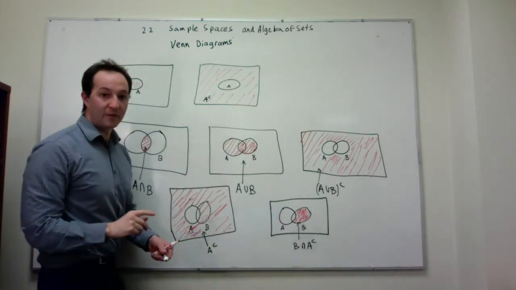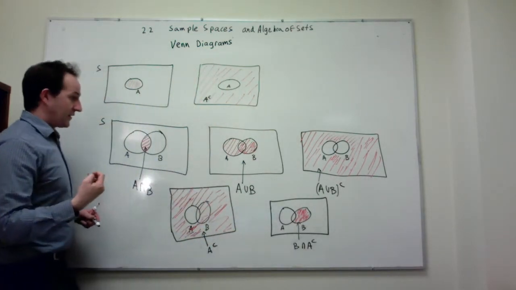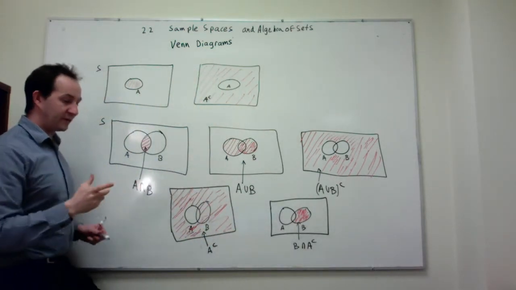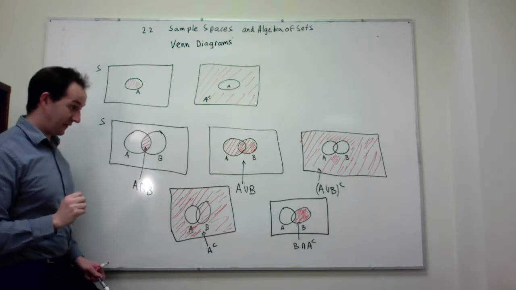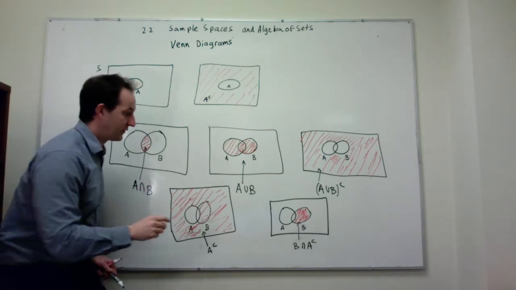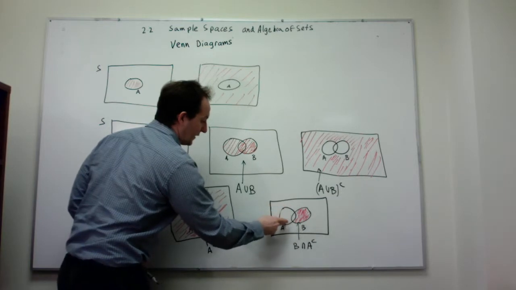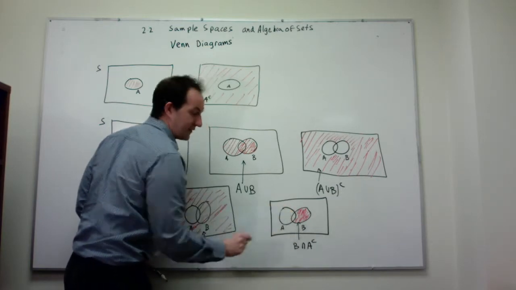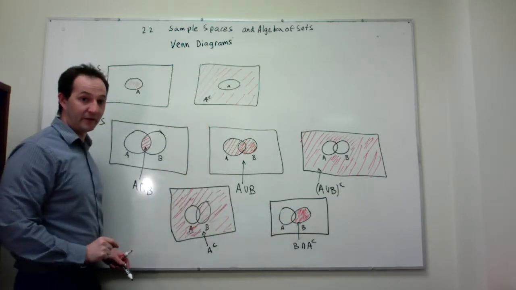So this is going to be important. You're going to have to get familiar with being able to identify these types of pieces on a Venn diagram. So similarly, this section here would be A intersection B complement.